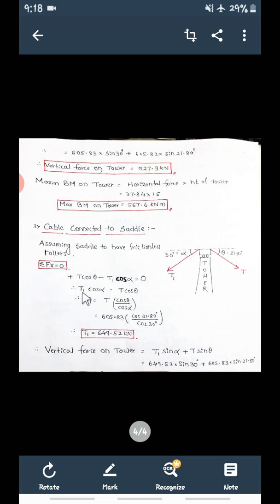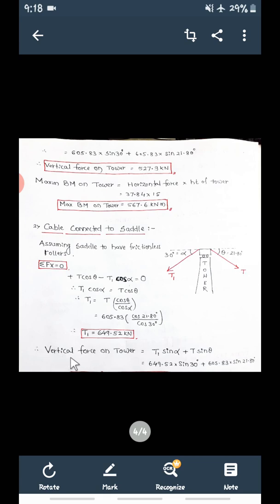Therefore T1 is equal to T cos theta divided by cos alpha. Substitute the values of theta and alpha and you can get T1. So the tension in the anchor cable T1 is 649.52, and we have already calculated this T max.